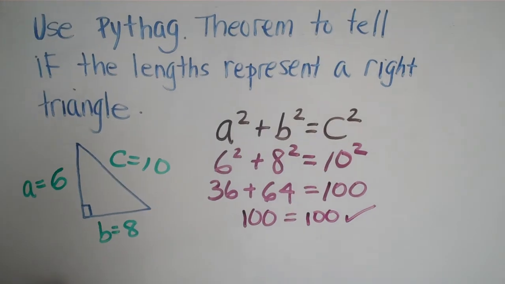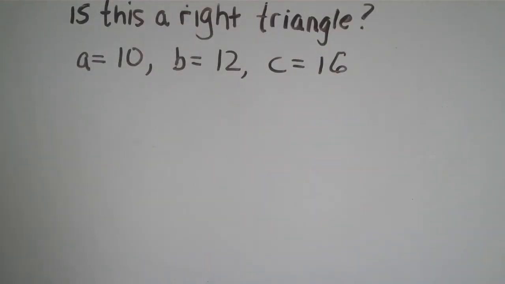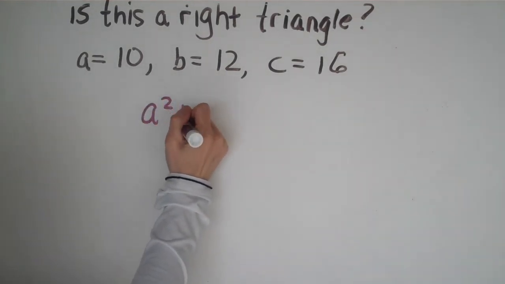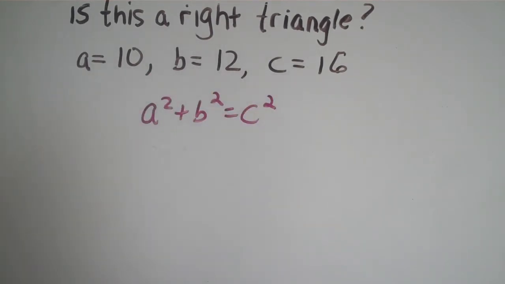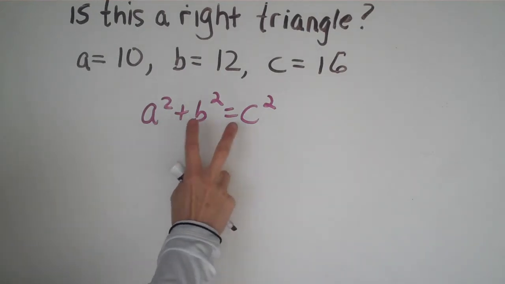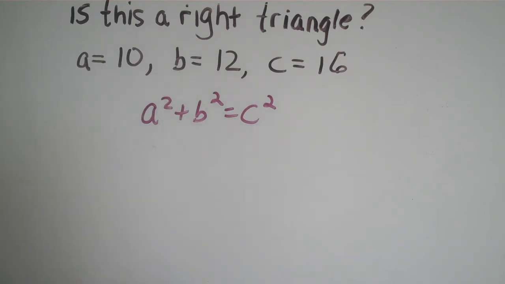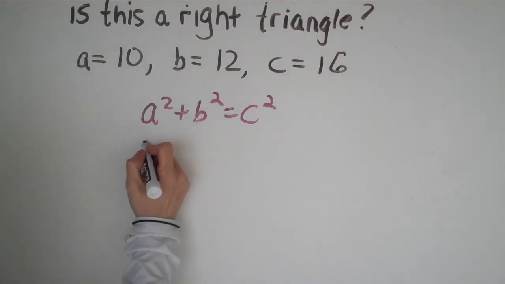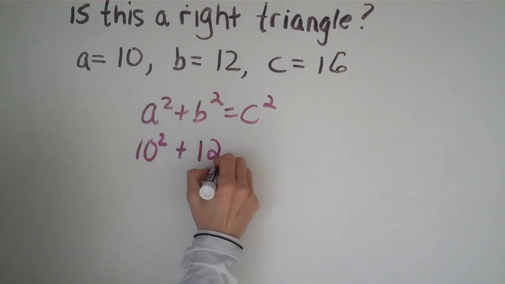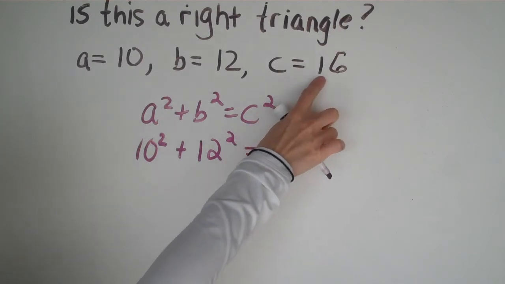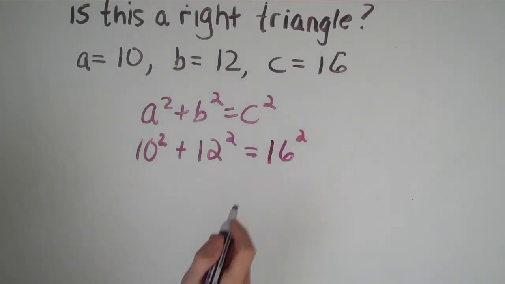Let's do this again to see if there's another right triangle on this slide. So is this a right triangle? Again, we're going to take our formula, a squared plus b squared equals c squared, plug in our sides and see if it makes sense. If it works out that this side of the equation is equal to this side, then we know we have a right triangle, because the Pythagorean theorem tells us that, okay? So if a equals 10, it becomes 10 squared, plus if b equals 12, it becomes 12 squared. C equals 16, it becomes 16 squared.